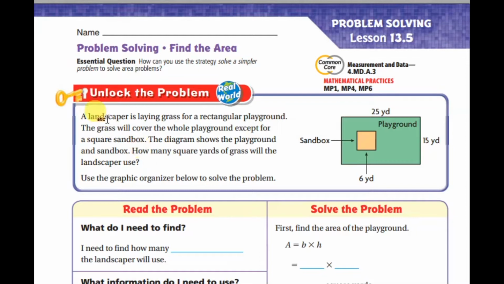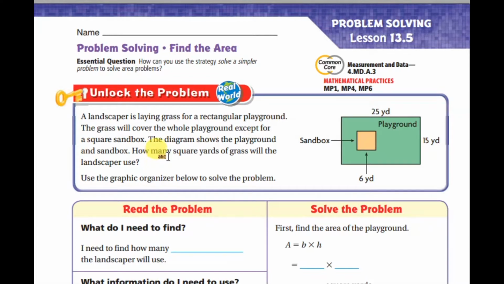A landscaper is laying grass for a rectangular playground. This is the rectangular shaped playground. The grass will cover the whole playground except for a square sandbox. So there is a sandbox and the playground will not be covered with grass. The diagram shows the playground and the sandbox. How many square yards of grass will the landscaper use?